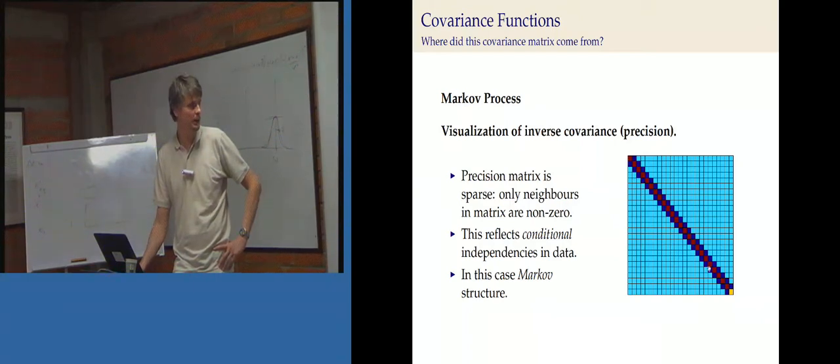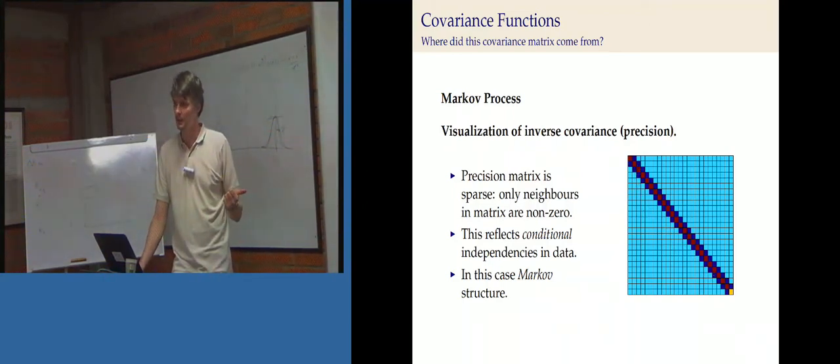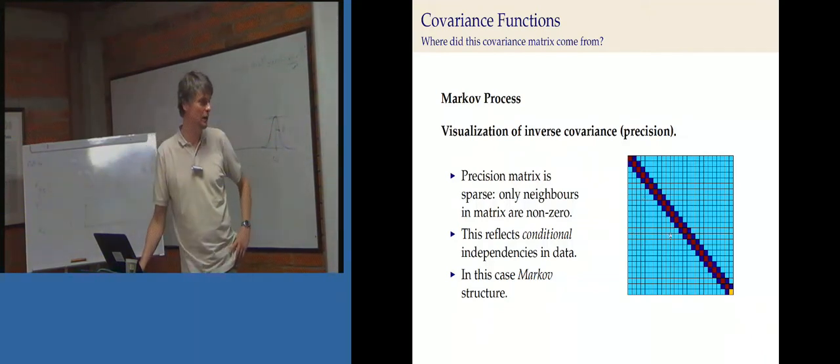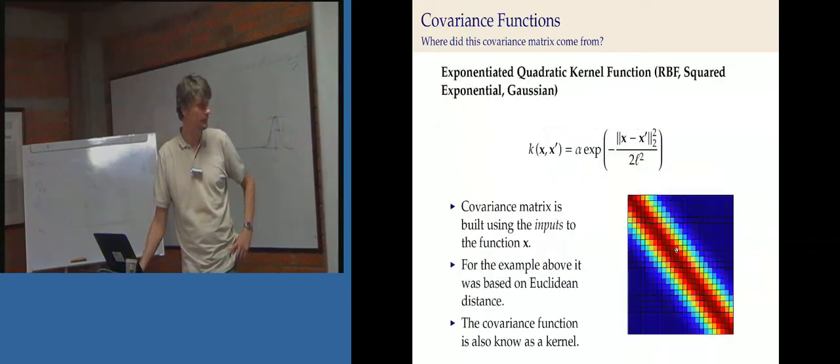So this structure is emergent because of the way we define the system as a chain. This is the Markov chain appearing in the precision matrix. So the Markov structure comes out of that.